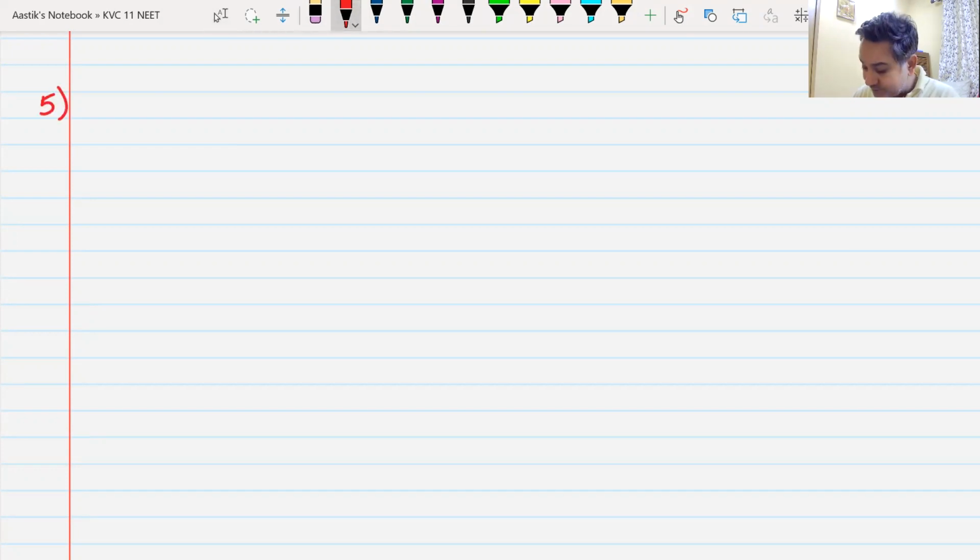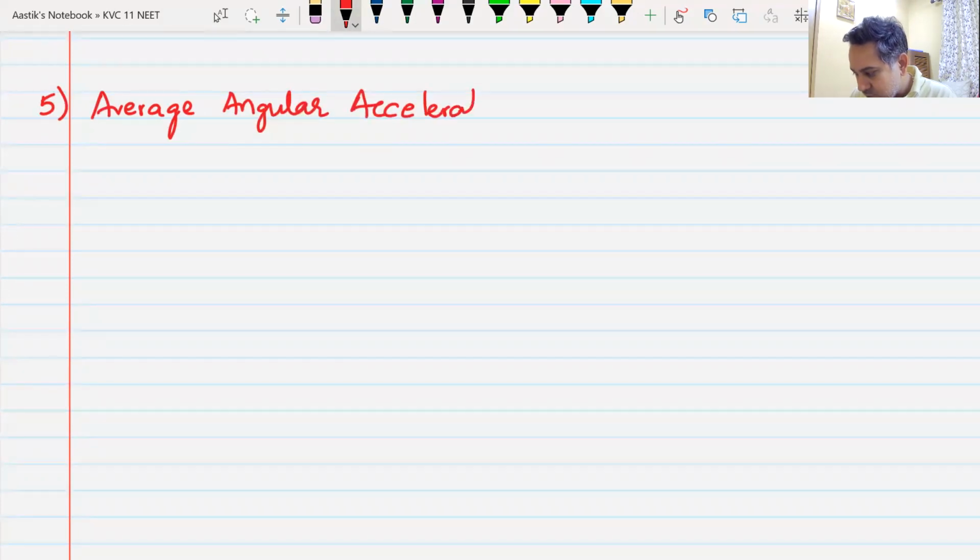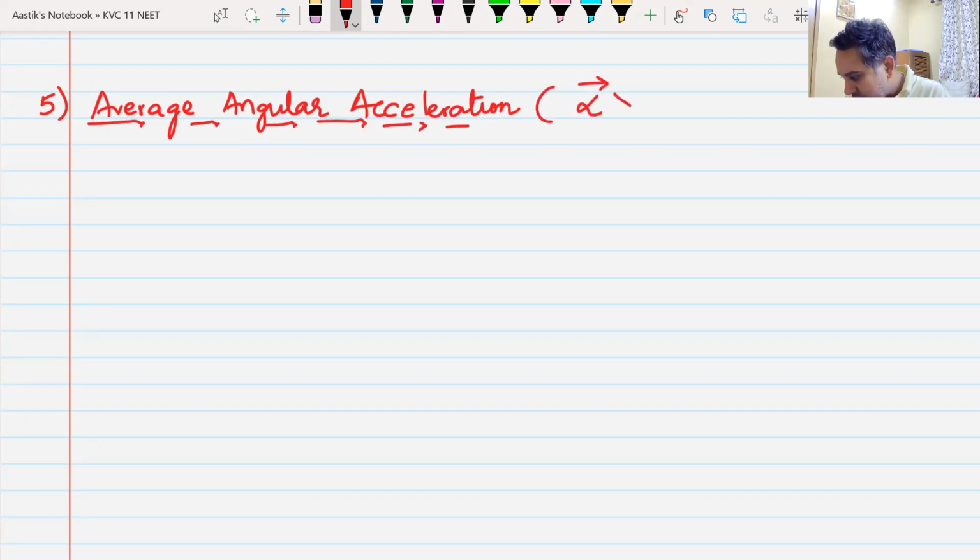What is term number 5? Average angular acceleration, denoted by alpha. It is a vector with a bar meaning average. Now what do you mean by average angular acceleration?